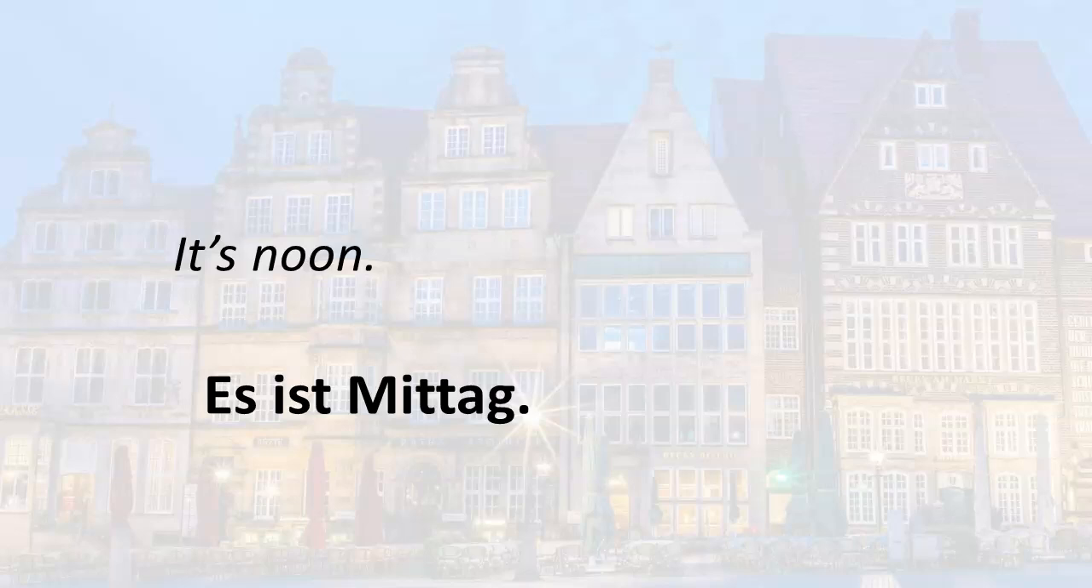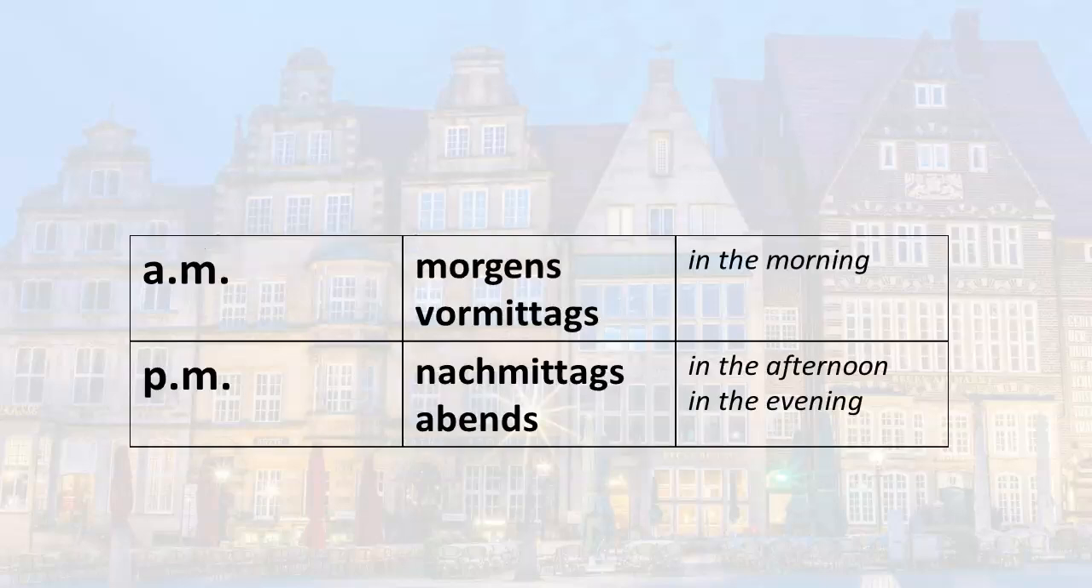Okay, the expression it's noon. Es ist Mittag. It's midnight. Es ist Mitternacht. Remember, we learned the equivalent of the AM, PM. Morgens for early in the morning, the early part of the morning. Vormittags when you're closer to noon. For PM, nachmittags for in the afternoon, and for in the evening, abends.